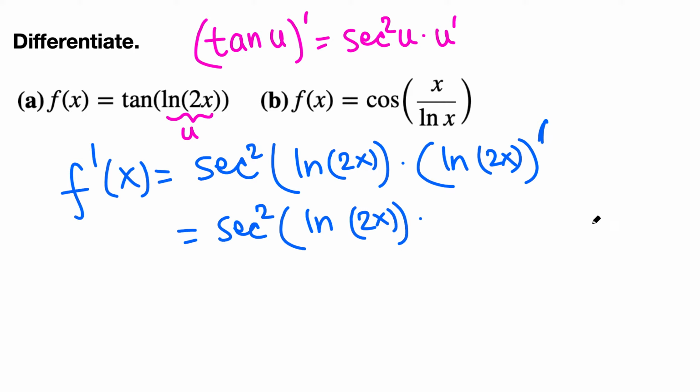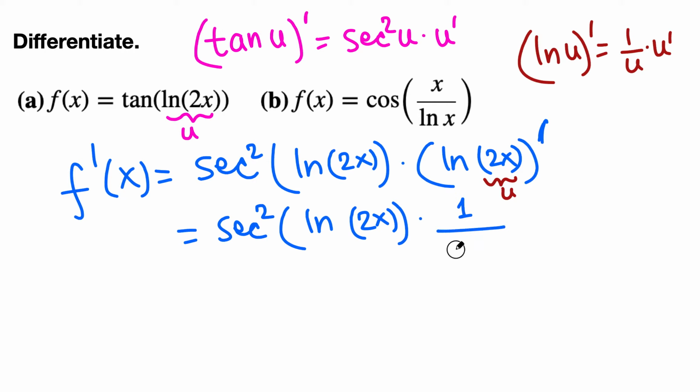Now we have another chain rule, and this is like u. It reads ln of u, and whenever we have ln u, it's a natural log function. That's 1 over u times u prime from the chain rule. So let's use that for this. So 1 over u, which is 2x, times derivative of 2x, which is 2. Now we are done. We may leave here, but the best we can do is 1 over 2x times 2.